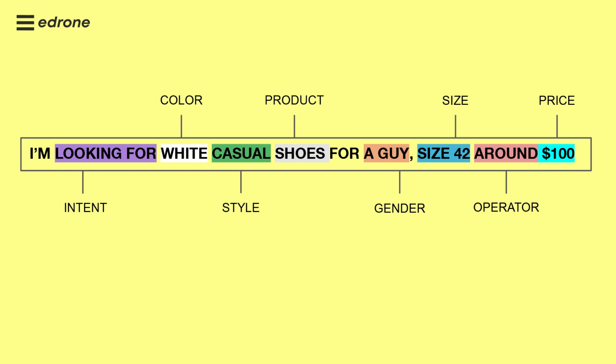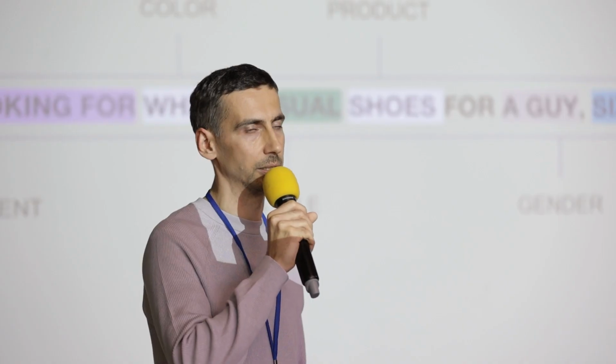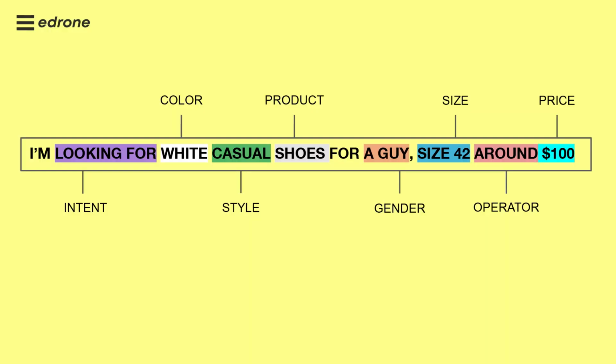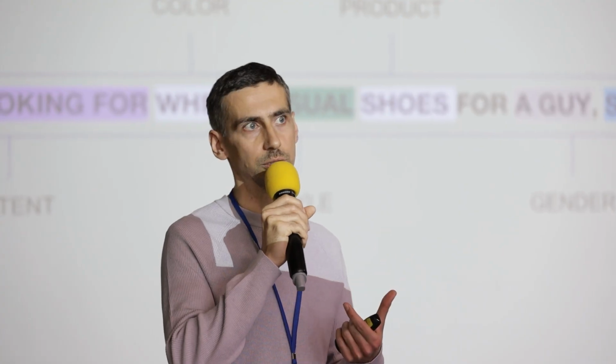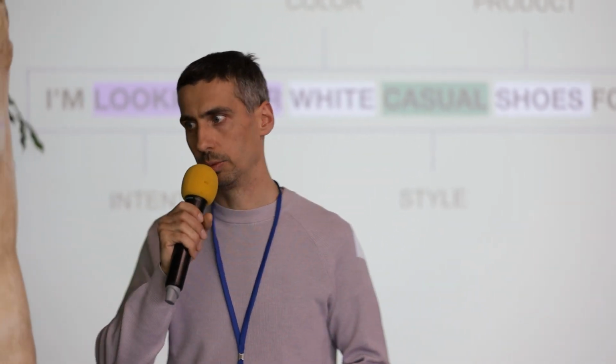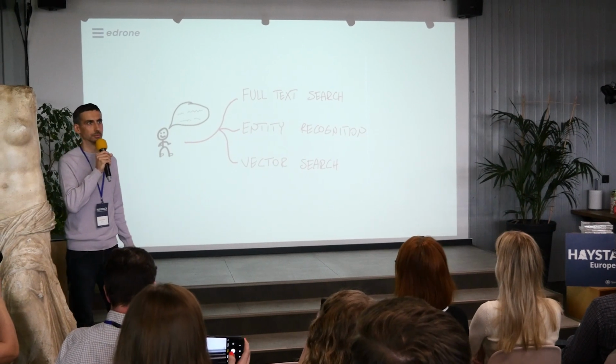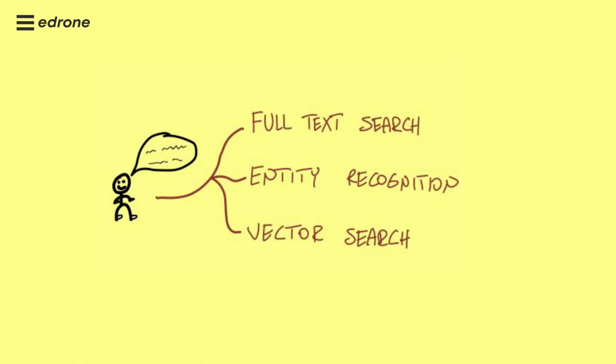So you've got intention. Typically in e-commerce that would be search, but not always. Maybe somebody's interested in returns, right? Or tracking their product wherever it is, right? And you have the series of attributes there, color, style, gender, and so on, et cetera. So this is what you want to get, right? And this has a name. This is called entity recognition, right?